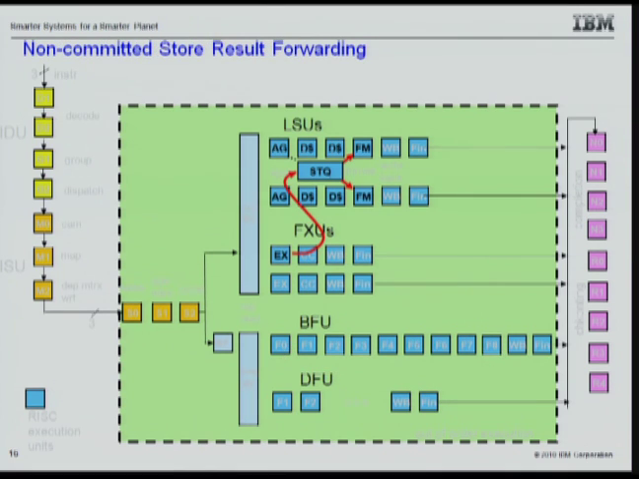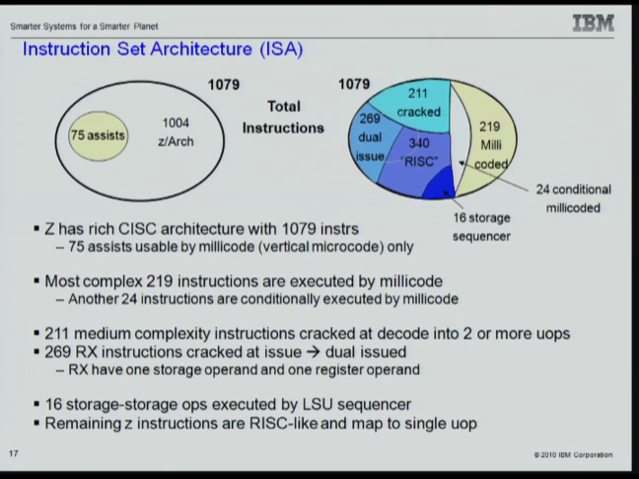And then finally, and I'll talk more about this near the end, but Z, unfortunately, is a CISC architecture and it has lots of instructions which operate directly on storage. They get the operands from storage and the result is sent to storage. So we need to implement some very aggressive non-committed store result forwarding. And that actually occurs like this: the store data is written from the FXU into a special store queue structure in the LSU, and subsequent loads, which are processed through the LSU, query the store queue, and if they get a hit, they forward the data into the normal load path. Okay, this is a CISC architecture. We've passed the 1,000 instruction count.